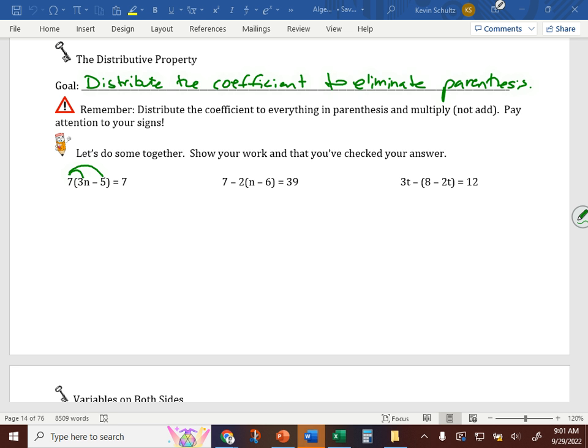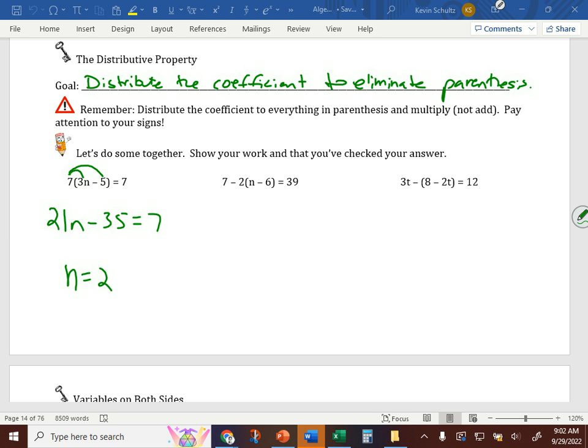We're going to distribute that 7 in. 7 times 3n is 21n. 7 times negative 5 is a negative 35. The right side of the equal sign, that 7, not affected, right? It's not inside the parentheses, not even on the same side of the equation. Nothing changes with that, but now we have our two-step equation, and we can go to town on solving that. Add 35, divide by 21, and we get n equals 2.